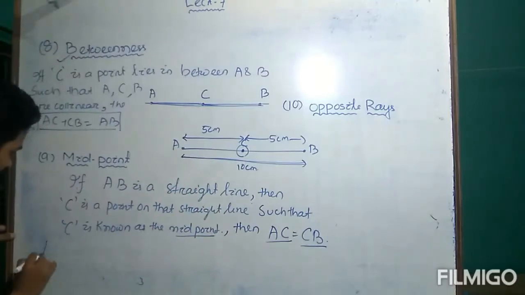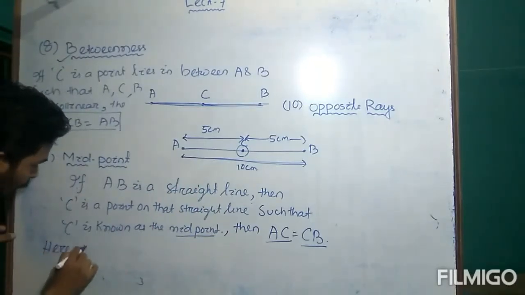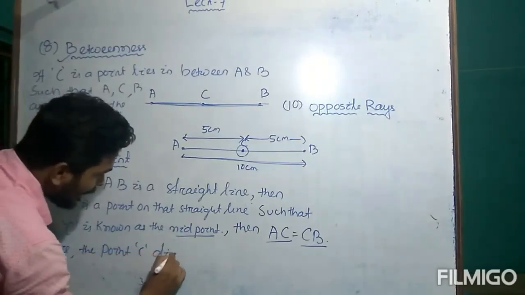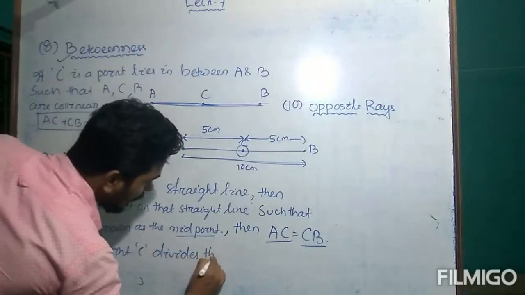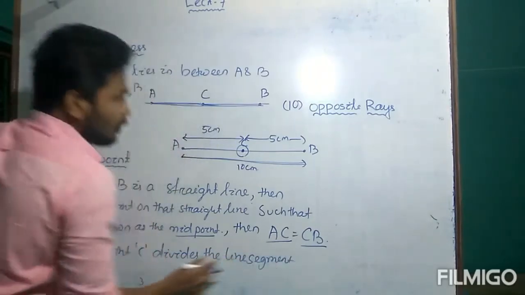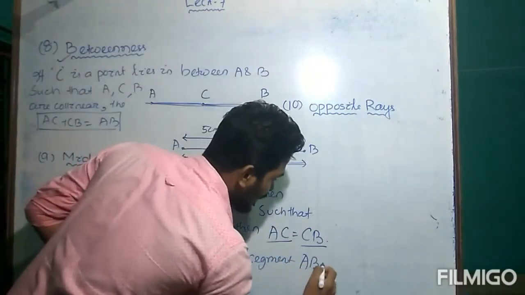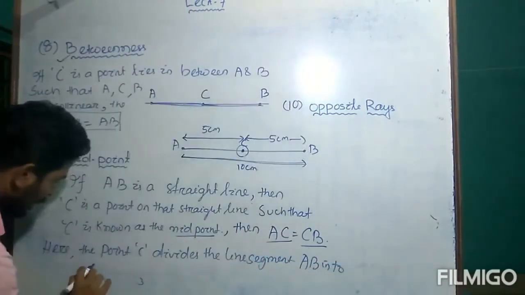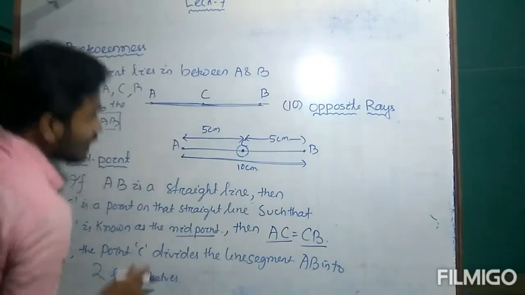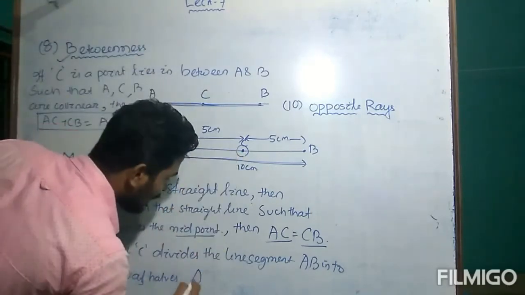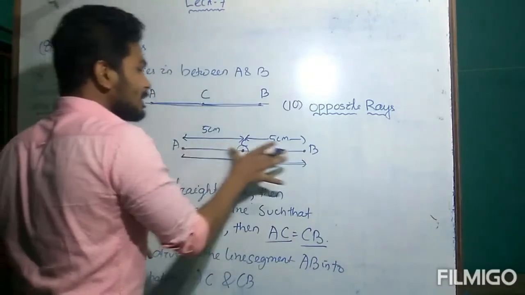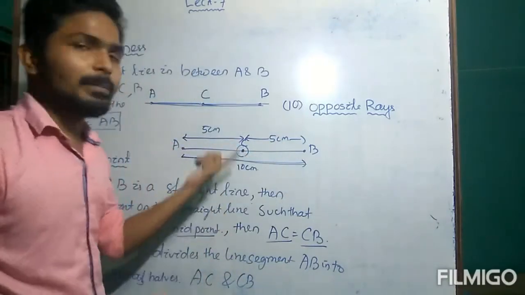You can write it here. The point C divides the line segment, which line segment? Line segment AB into two equal halves. What are those two equal halves? First half is AC and CB, and the length of AC and CB must be equal. Why? Because this is the midpoint.